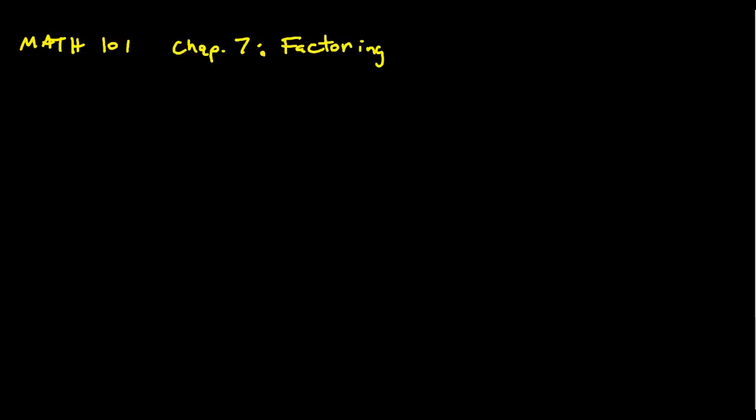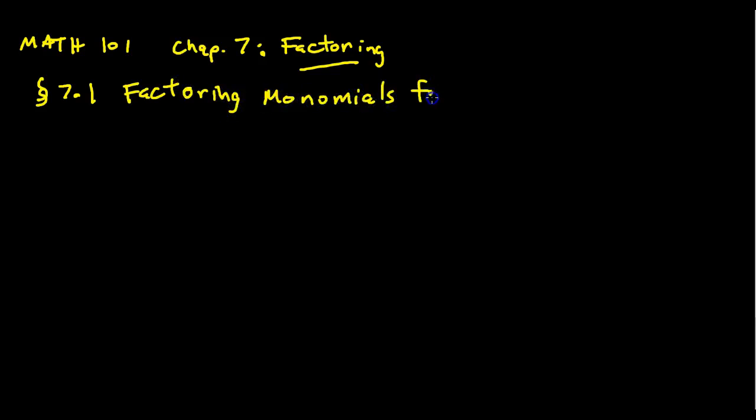Good morning. Today we're going to talk about Math 101, and we're going to start talking about Chapter 7, entitled Factoring. In particular, we're going to start with Section 7.1, which talks about factoring monomials from polynomials. A topic I'm sure we've seen before.